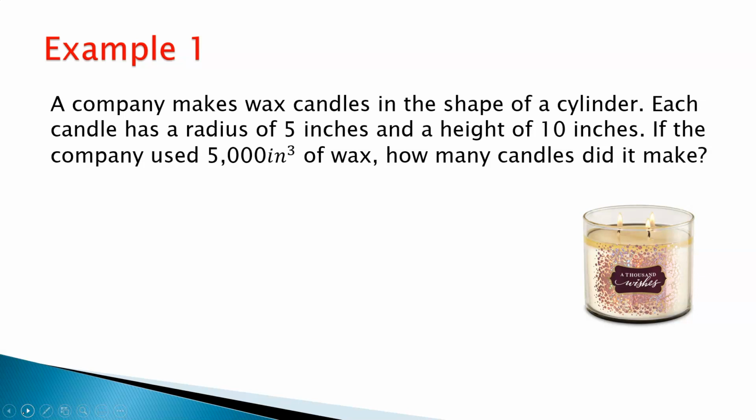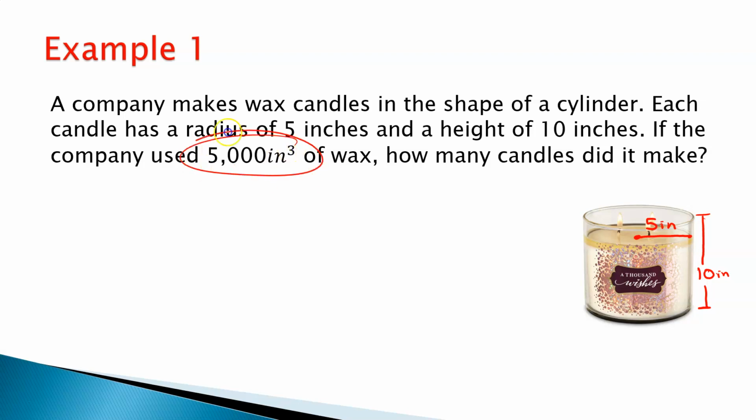It says a company makes wax candles in the shape of a cylinder, right? So here's our cylinder, okay? Each candle has a radius of 5 inches. So let me go ahead and label that. From the center to the side here, the radius is going to be 5 inches and a height of 10 inches. So from top to bottom, this measures a total of 10 inches. If the company used 5,000 cubic inches of wax, how many candles did they make?